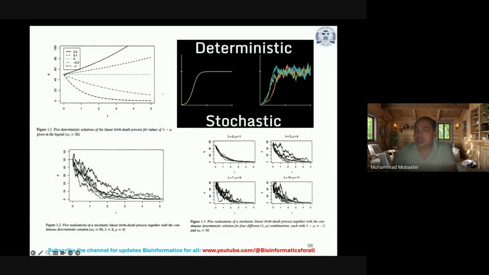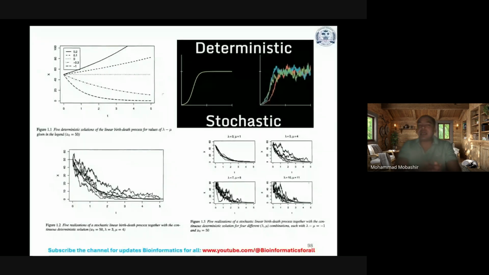Now this is another 4 plots which represent different lambda and mu values and different types of those 5 plots. Then you can also understand what are the factors which could affect more and more.